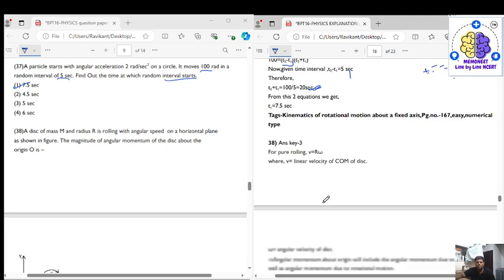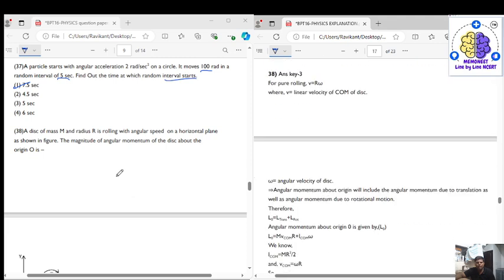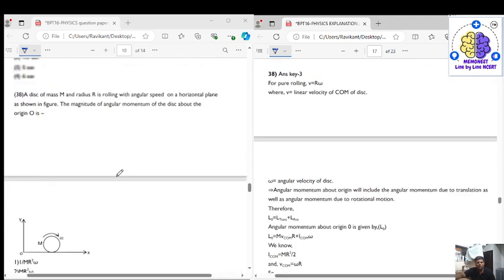Now next, coming to question number 38. A disk of mass m and radius r is rolling with an angular speed omega on a horizontal plane as shown in the figure. The magnitude of angular momentum of the disk about its origin, right? So see, this is a question of pure rolling. When it is rolling, it will possess two angular momenta, that is, translatory angular momentum and rotational angular momentum, right?